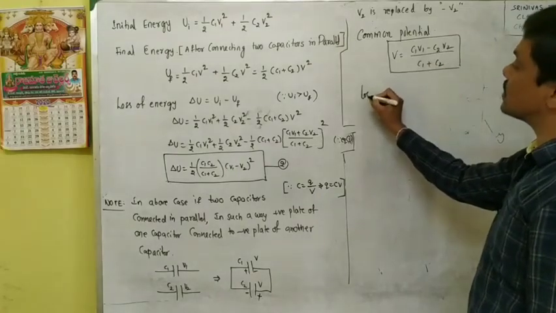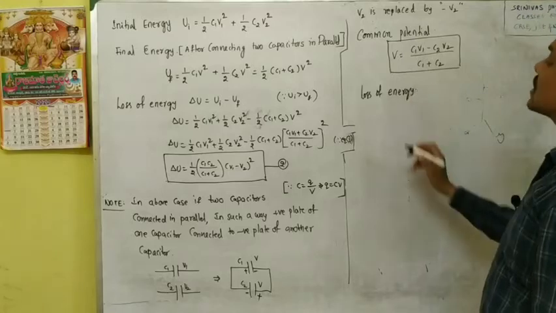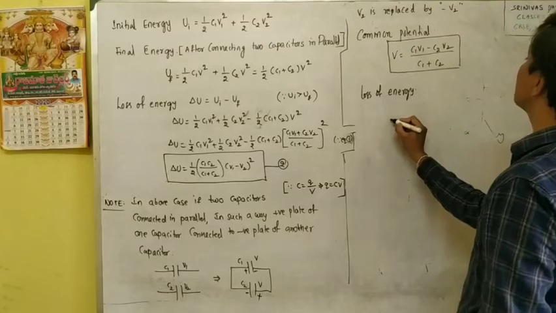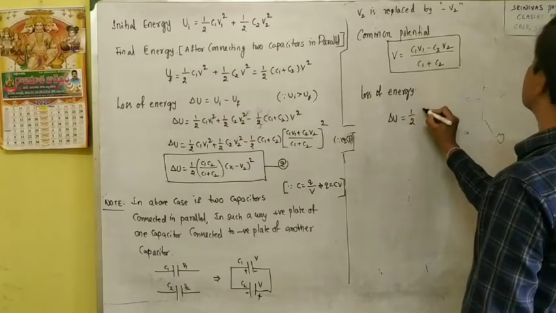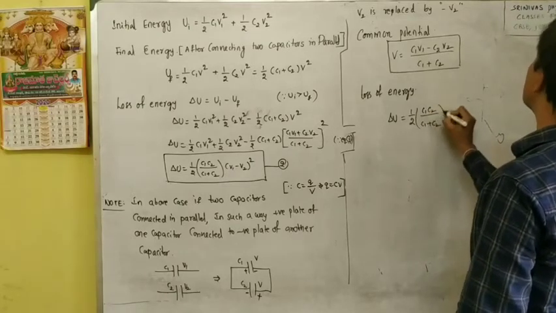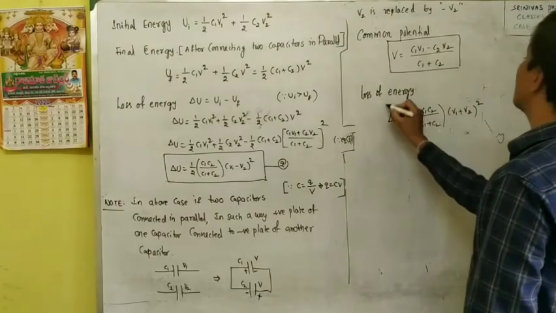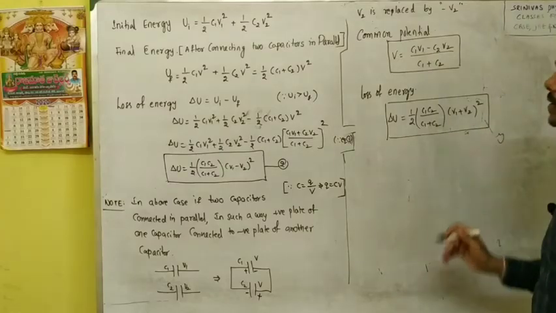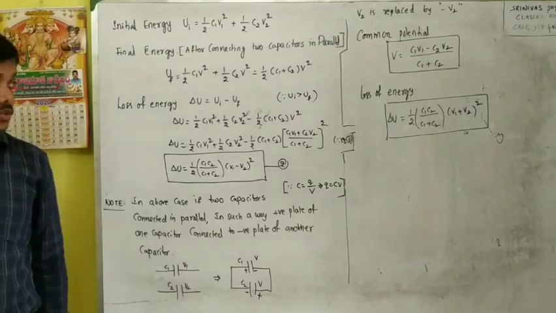And the loss of energy. The formula in the previous case is this one; here V2 we write as minus, and minus into minus gives plus. Then the loss of energy we get as half C1 C2 by C1 plus C2 into V1 plus V2 whole square. And this is the loss of energy. Okay, and this was a previous CBSE 5 marks question.